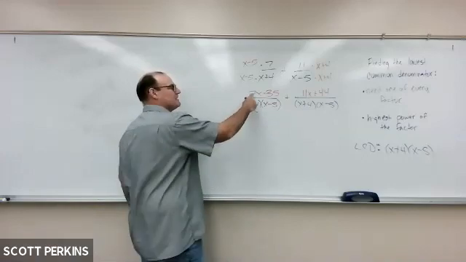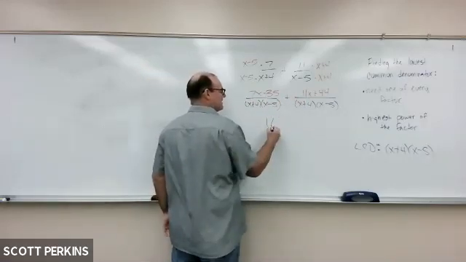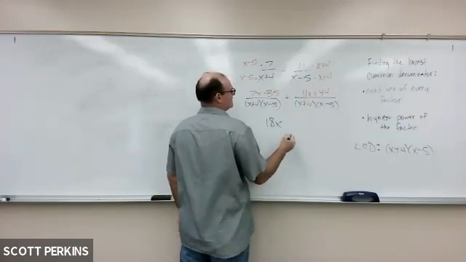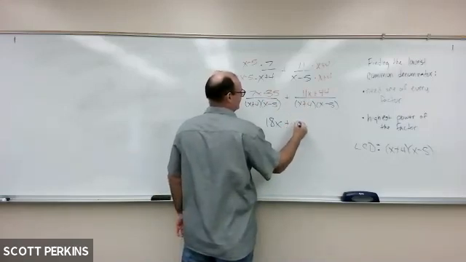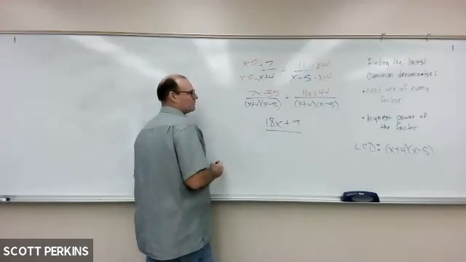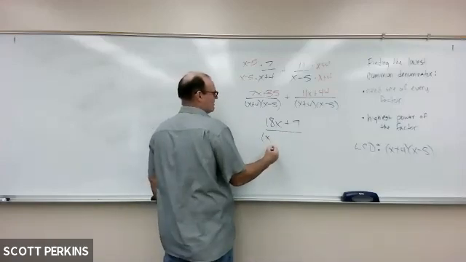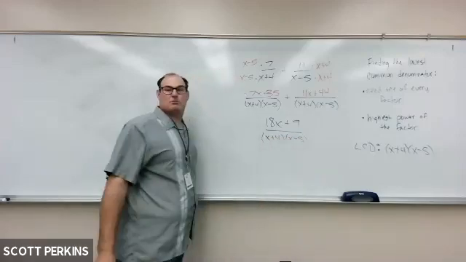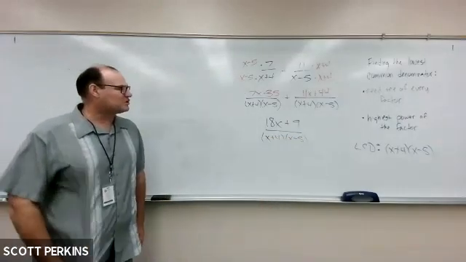The rest of this, 7x plus 11x, that's 18x. Negative 35 plus 44, that is what, positive 9, I think. And then in the bottom, I have x plus 4 times x minus 5. I'm not going to multiply that. Don't do any extra work than you need to.